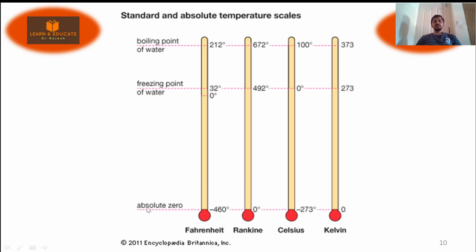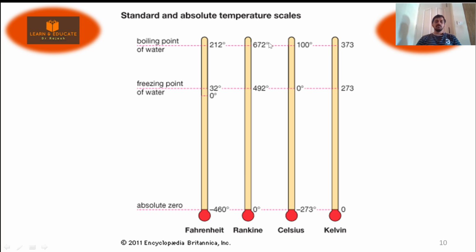Now these are the relative values or comparisons of these four different scales: Celsius, Kelvin, Fahrenheit, Rankine. So for example, 0 degrees Celsius, that is the ice point, correspondingly in Kelvin it is 273 Kelvin. Similarly, in Fahrenheit it is 32 degrees Fahrenheit, and in Rankine it is 492 Rankine.